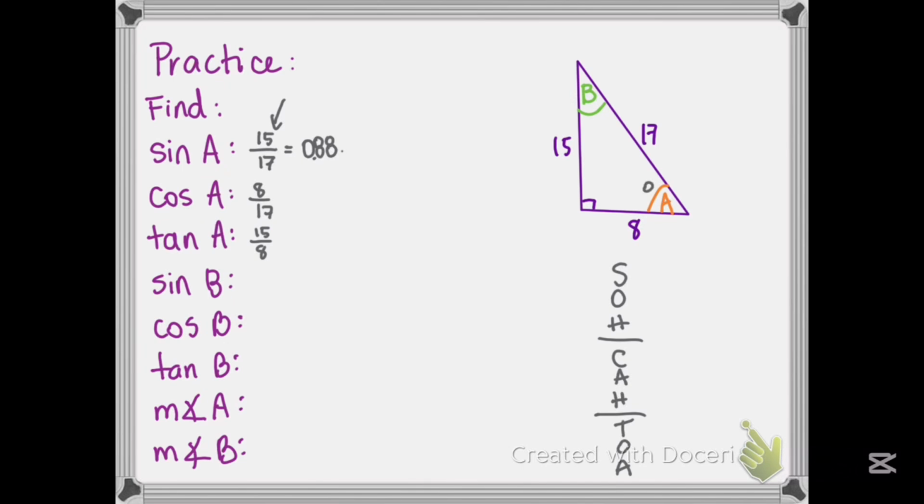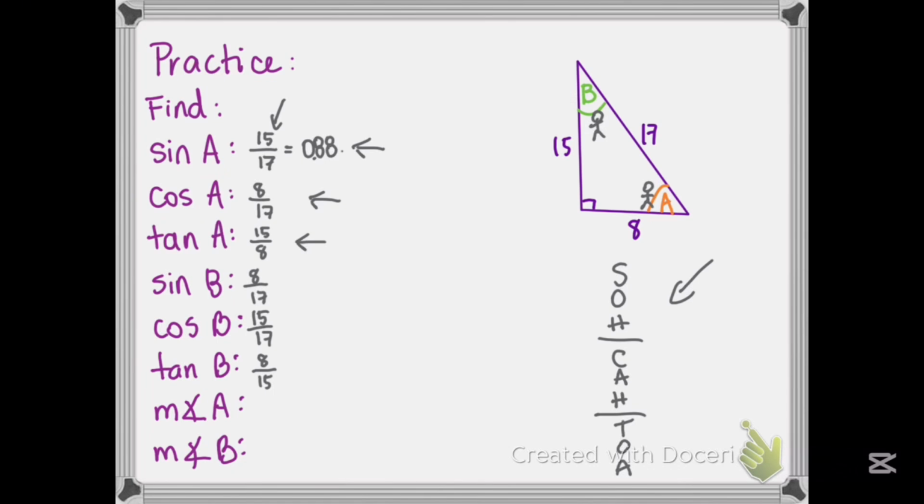That one is looking from here. Now for sine B, we have to look from here, and it's going to change a little bit. Remember, we found even a trick: sine of A is going to be cos of B, so I can even put here 15 over 17. I already know my answer. Cos of A is the same as sine of B, so 8 over 17. And tan of A is the reciprocal, so 8 over 15. Now, if you did it by doing SOHCAHTOA, that's also fine, no problem.